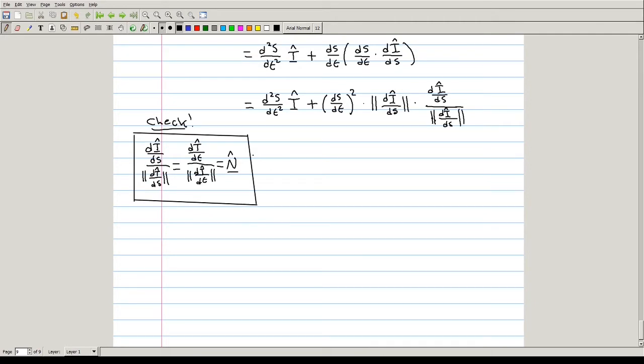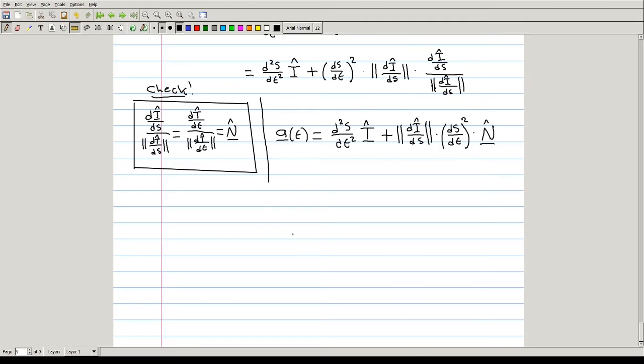But what we've shown then is that the acceleration vector as a function of the parameter t is the same thing as the second derivative of arc length with respect to t times the unit tangent vector, plus the magnitude of the derivative of the unit tangent vector with respect to arc length, multiplied by the square of the first derivative of arc length with respect to time, or the parameter t, multiplied by the unit normal vector. And this is a very, very important decomposition.